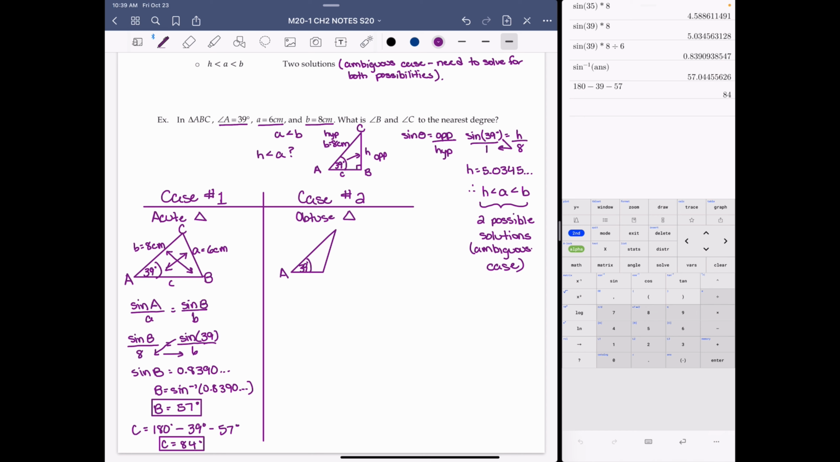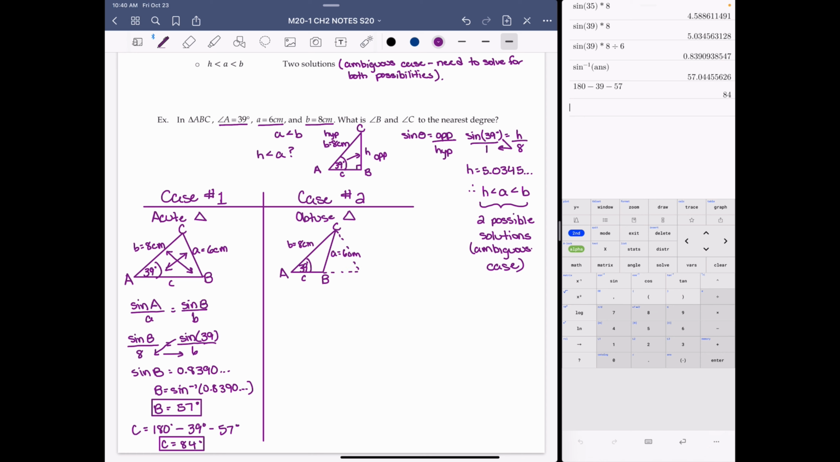Something like this. Angle A is still 39 degrees. Side A is 6 centimeters. Side B is 8 centimeters. We have angle C, side C, angle B.